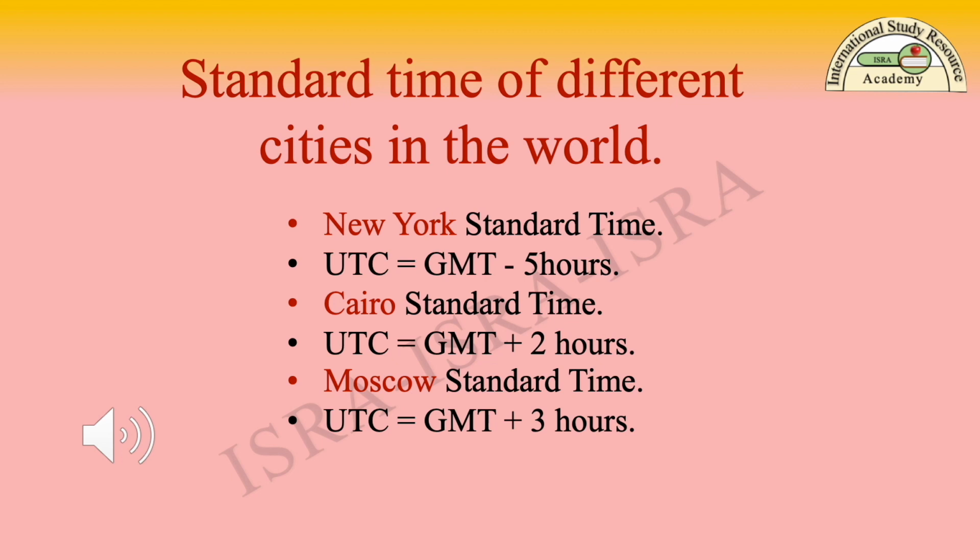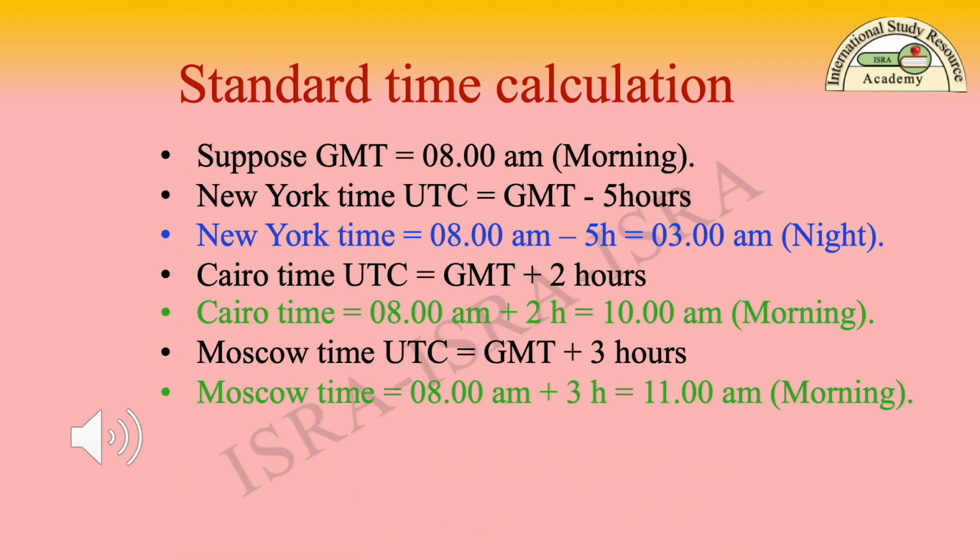New York Standard Time UTC is equal to GMT minus 5 hours. Cairo Standard Time UTC is equal to GMT plus 2 hours. Moscow Standard Time UTC is equal to GMT plus 3 hours. Standard time calculation of three places: New York, Cairo and Moscow.